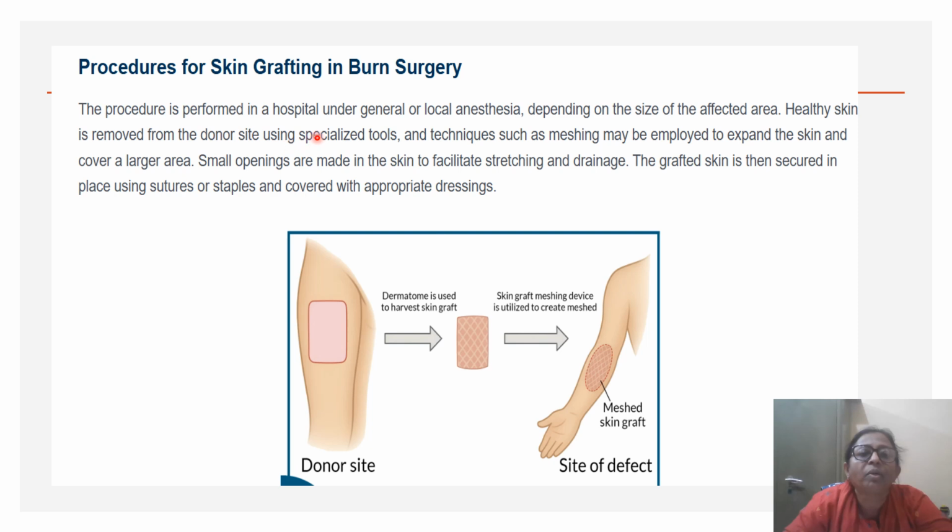The procedure is performed in a hospital under general or local anesthesia depending on the size of the affected area. Healthy skin is removed from the donor site using specialized tools, and techniques such as meshing may be employed to expand the skin and cover a large area. Small openings are made in the skin to facilitate stretching and drainage. The grafted skin is then secured in place using sutures or staples and covered with appropriate dressings. Here you can see the dermatome is used to harvest the skin grafts. A skin graft meshing device is utilized to create a meshed graft.